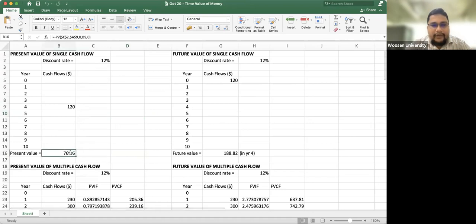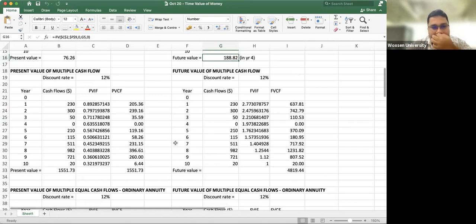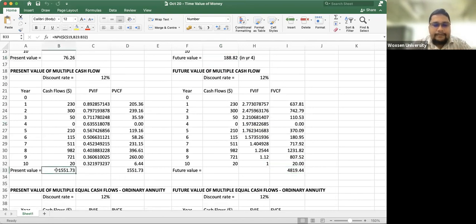So we have done the present value of single cash flow. We have also done the future value of single cash flow using the FV function. Then we have done the present value and future value of multiple cash flows, having different cash flows in different years. We have calculated the present value. How did you do that? We have calculated the present value interest factor. There is a little theory behind that, which has been discussed in a previous class.